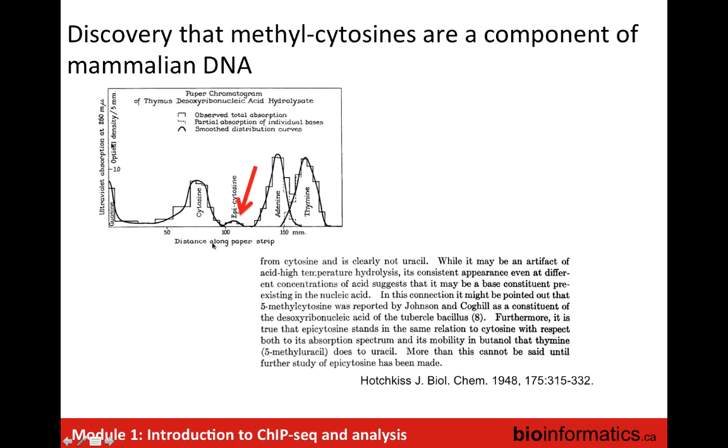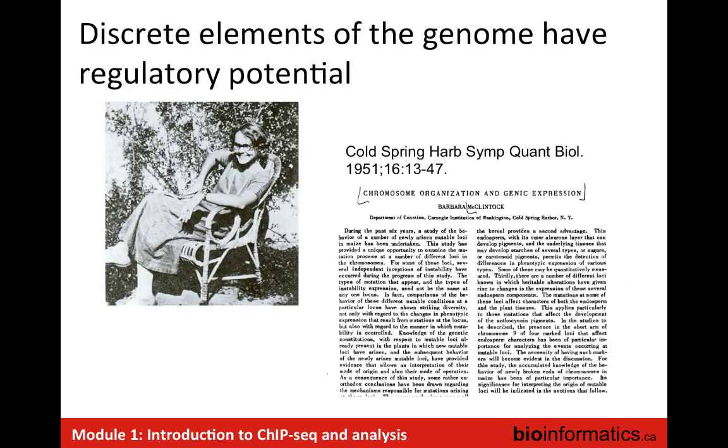labeled as epicytosine. But if you actually go into the article, which was again published just after we understood that DNA was a hereditary material, it was postulated to actually be methylcytosine based on some previous work using tuberculosis. So now we understand that there are modifications to DNA, and they actually, at least in the context of DNA, are a significant fraction of the nucleic acid content of the nucleosome.